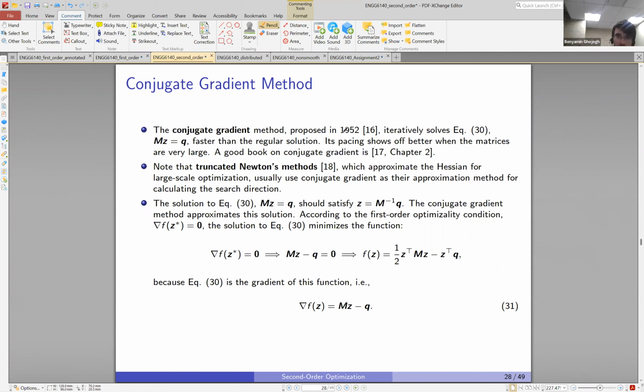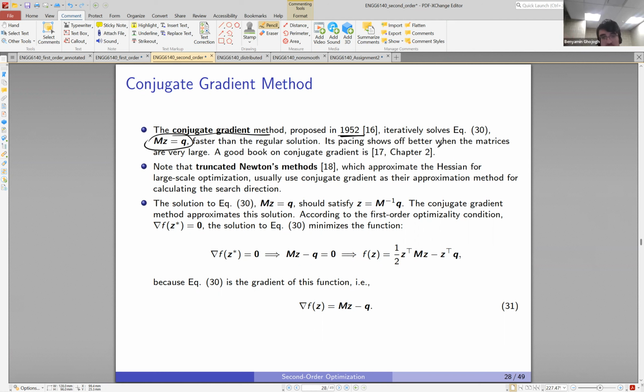Another technique is the conjugate gradient method. You hear it a lot in optimization. I'm introducing it here. So the conjugate gradient method was proposed in 1952. It iteratively solves equation 30, which was MZ equals Q, faster. So the conjugate gradient method is for accelerating. It's just a technique for accelerating the solution of a linear system of equations.